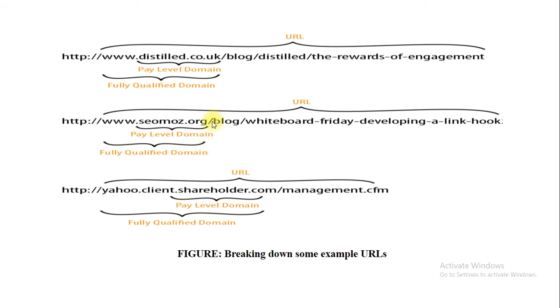Inside that domain we have created one folder called blog. Inside blog we have created one page that is called whiteboard Friday developing a link hook. That means this particular page is associated with the blog. Similarly, this particular page has been developed under this particular folder.